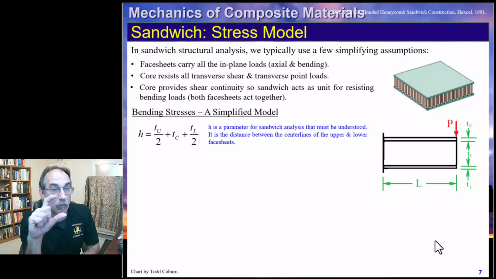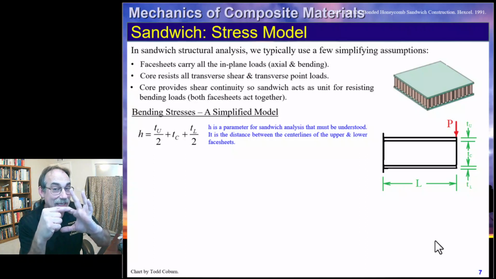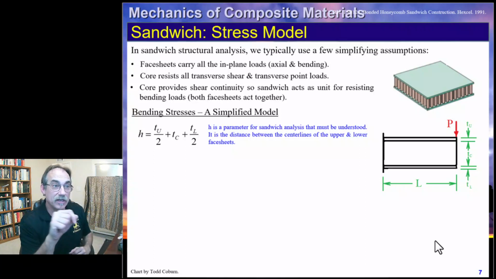So that parameter from center line to center line, if the upper face sheet is carrying load, it's going to carry it right at the center. It's going to act like it carries it right at the center of that face sheet, which is going to be the midplane basically. Same thing with the lower. So center line to center line is the critical dimension. We're calling it H, and that's what we're going to use.